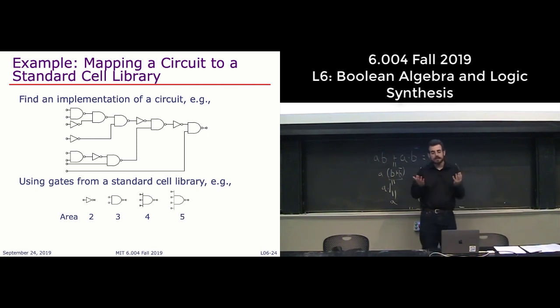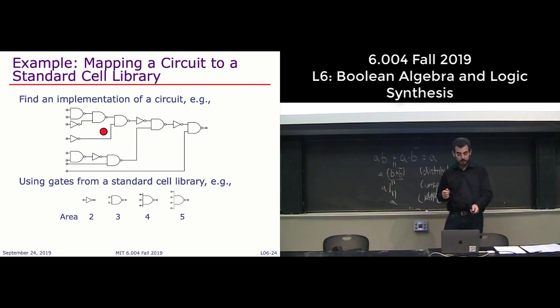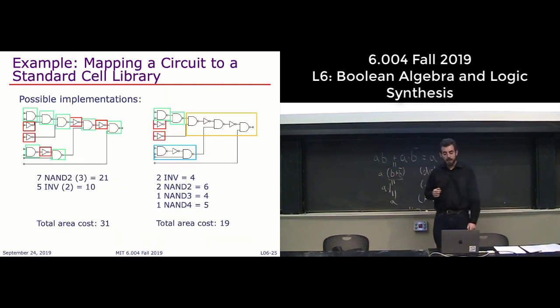And so you can take a standard cell library with different amounts of area and delay, get a Boolean expression that represents a circuit like this, and map it in different ways using different combinations of gates. This, for example, has 32 area units. This other implementation, which uses NAND3s and NAND4s instead of only NAND2s, has 19 area units. Now, you're not going to do this manually, and this is the final point that I want to make in this lecture: this is a very hard optimization problem.